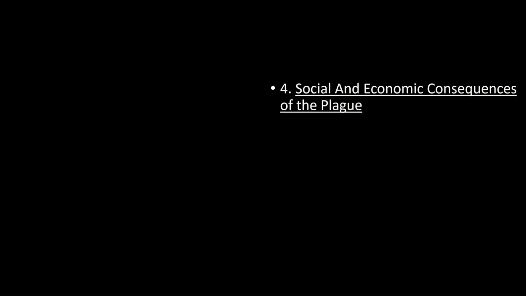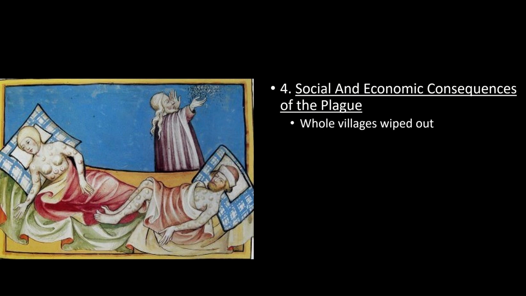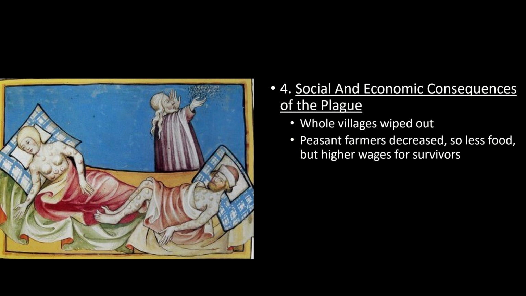All right, now let's talk about, guys, the consequences of the plague. That was our essential question, right? Okay, so big consequence. Entire villages of human beings completely wiped out. I mean, just gone. Men, women, children killed by the plague. But think about this. Peasant farmers are going to die. And if there's less peasants to grow the crops, that means there's going to be less food, right?